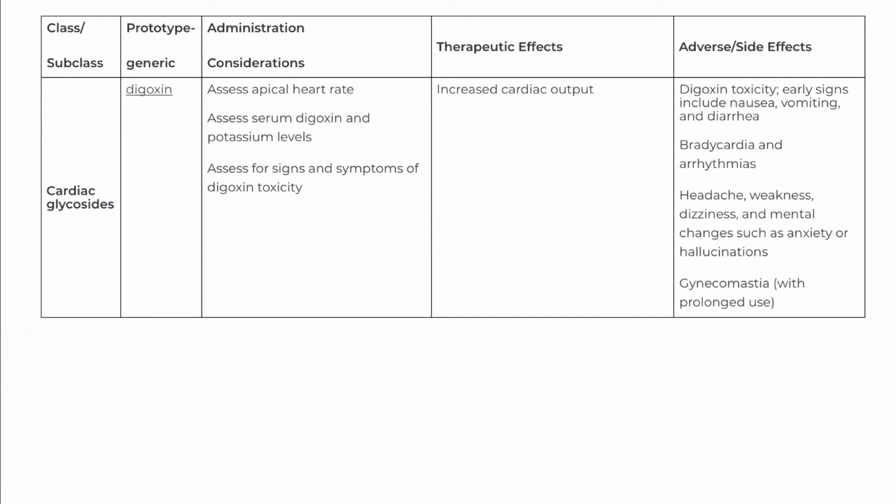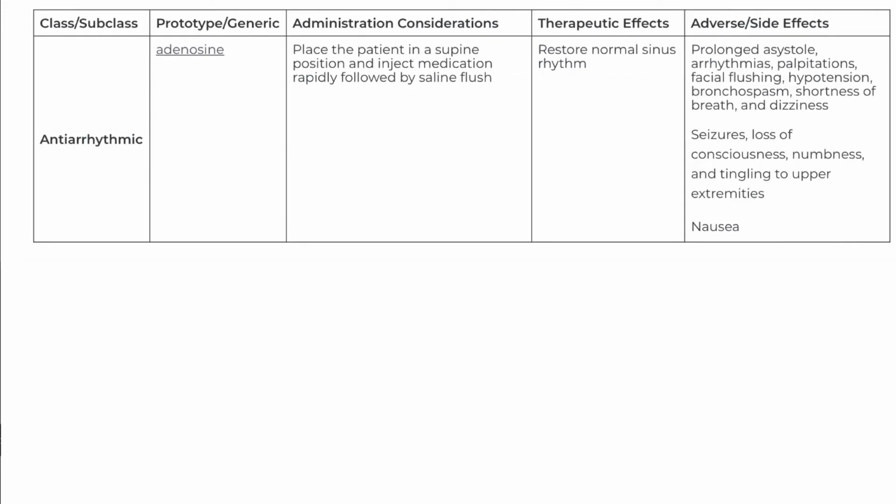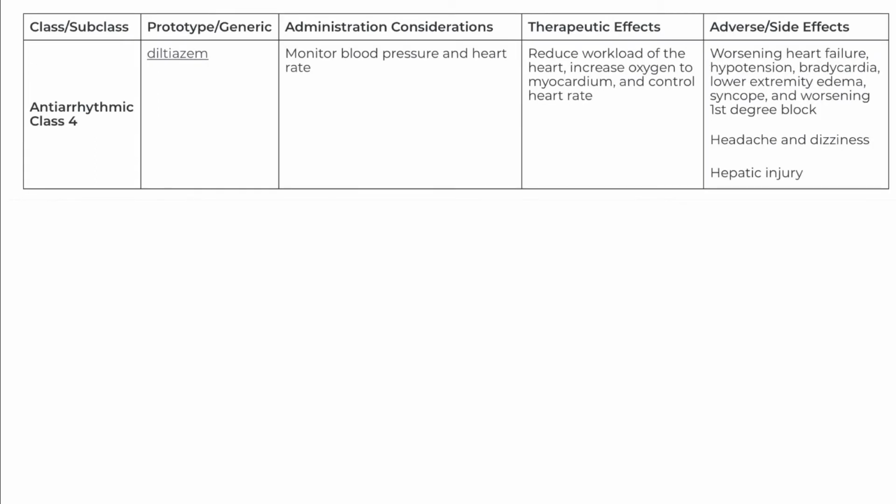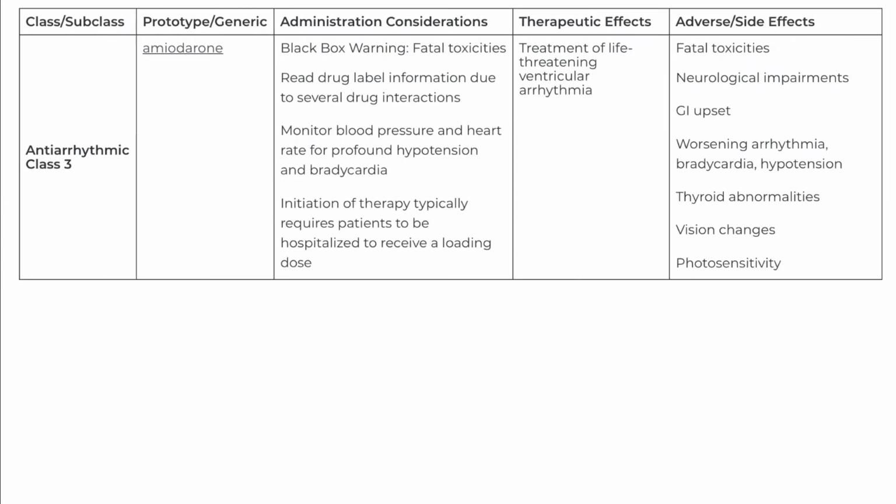Antiarrhythmic Class 4, adenosine. Adenosine is a unique medication given to patients who are experiencing paroxysmal supraventricular tachycardia. It is given all at once as a bolus in either a 6 or 12 milligram dose to slow electrical conduction to restore a normal sinus rhythm. The mechanism of action: adenosine will slow conduction through the AV node to restore normal sinus rhythm.